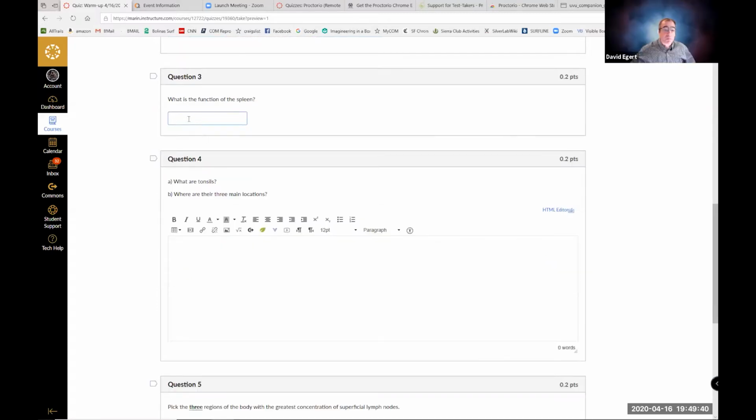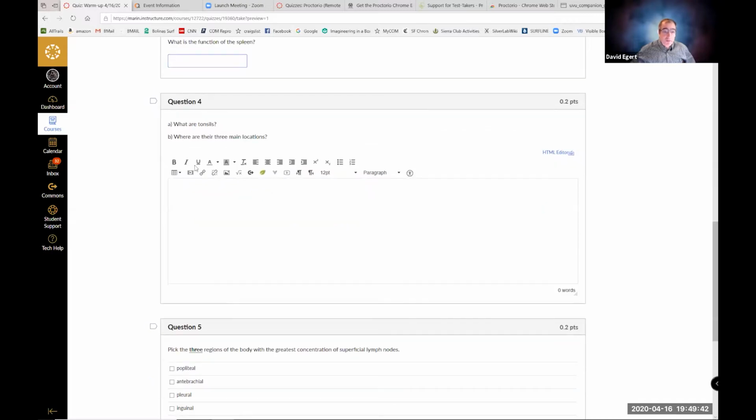So, function of the spleen. Tonsils. What are tonsils and where are they located? So, what are they? Lymphoid organs. They're aggregations of lymphoid tissue, or they're the MALT again, or just lymphoid tissue under the skin, around the throat. There's no one right answer.